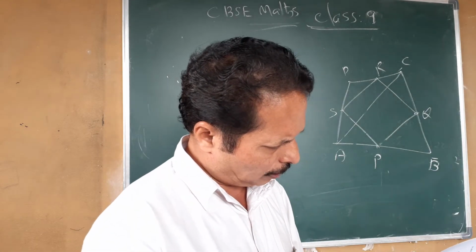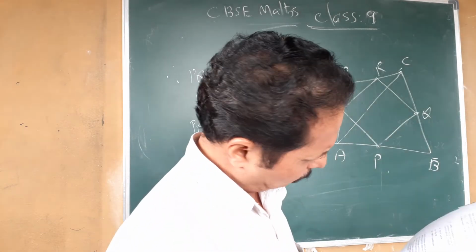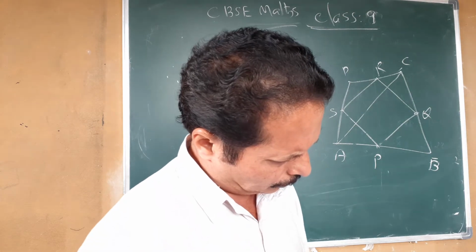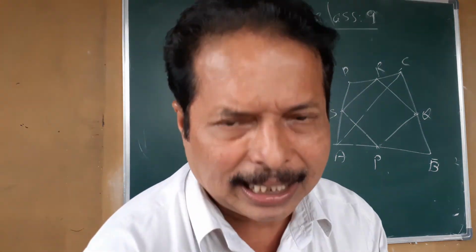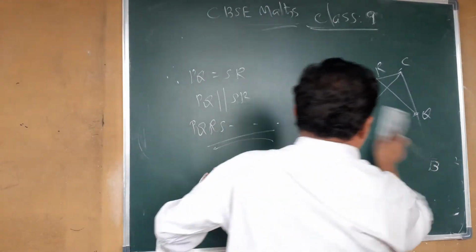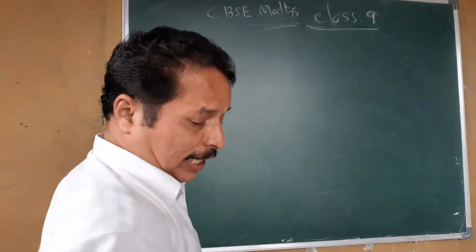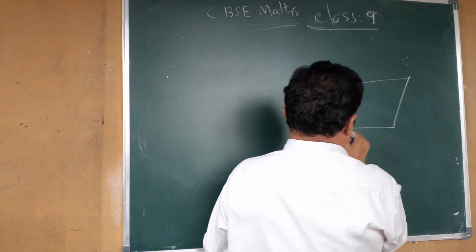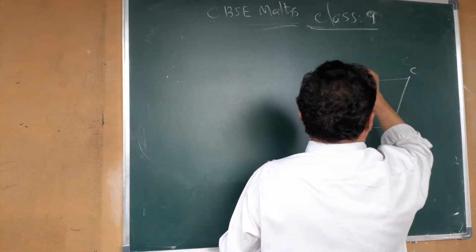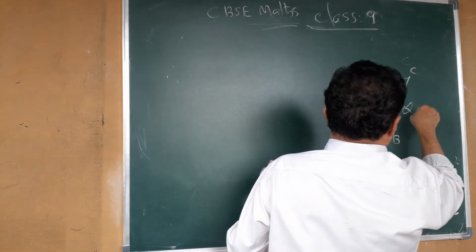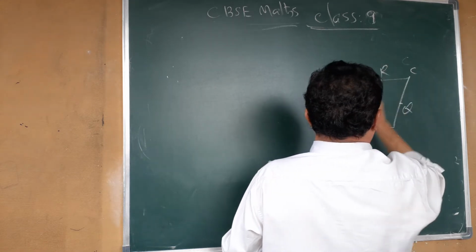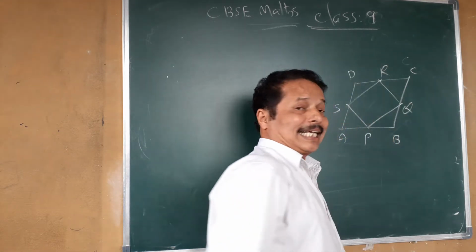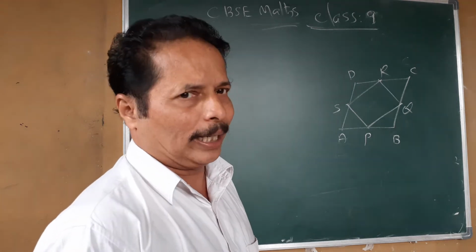Is it over? Now another question. ABCD is a rhombus. The same question. P, Q, R and S are the midpoints of the sides respectively. That's also given. Rhombus means four sides are equal. Show that PQRS is a rectangle. That's the question. Are you ready?